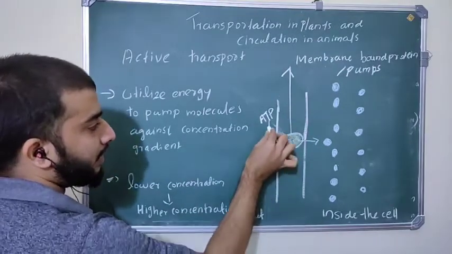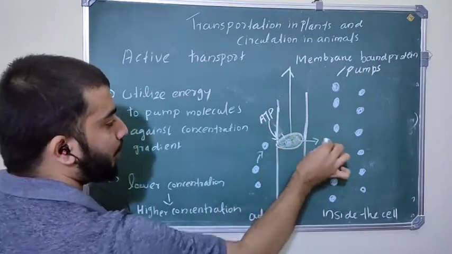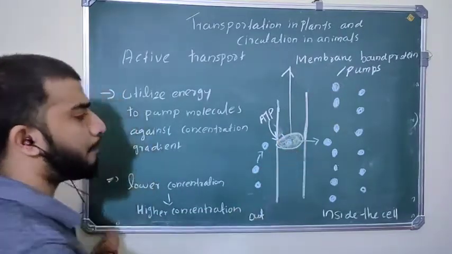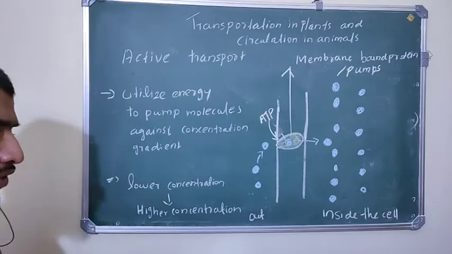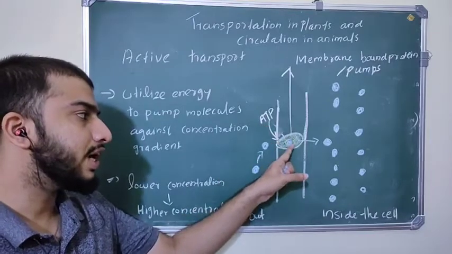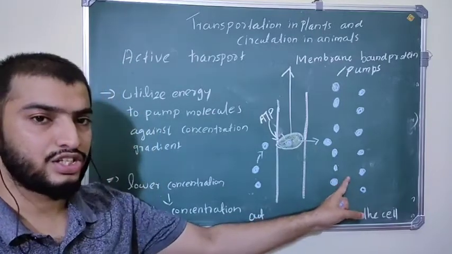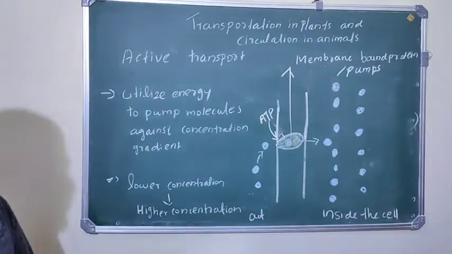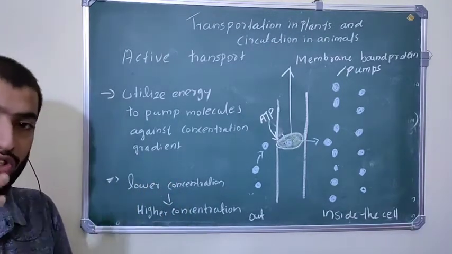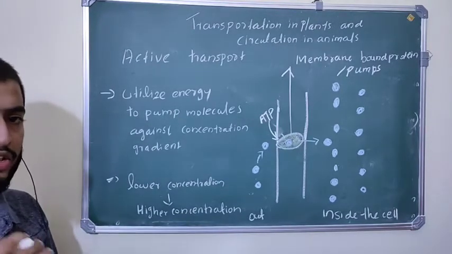Okay, but these membrane bound proteins utilize energy or ATP to pump these molecules. So these membrane bound proteins are also called pumps. What you can see here is that the molecules are transported, utilizing energy, with the help of membrane bound proteins or pumps into the higher concentration region. So active transport utilizes energy and pumps molecules against the concentration gradient from lower concentration to higher concentration. That is called active transport.